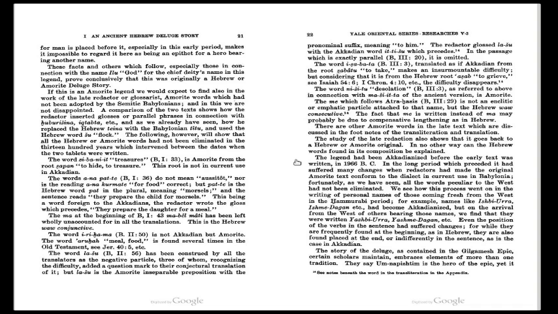The legend had been Akkadianized before the early text was written in 1966 BC. In a long period which preceded, it had suffered many changes when redactors had made the original Amorite text conform to the dialect in current use in Babylonia. Fortunately, as has been seen, all the words peculiar to the West had not been eliminated, and this process was seen to go on in the writing of personal names of those coming fresh from the West in the Hammurabi period.